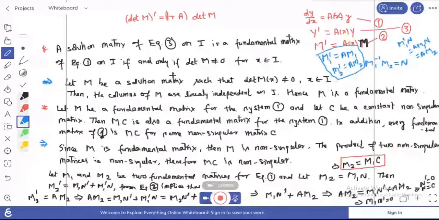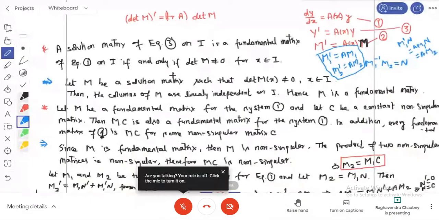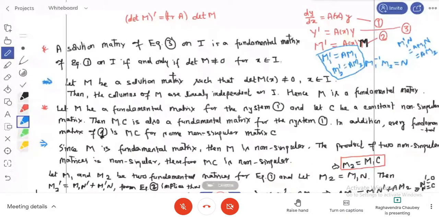Here both matrices are the same. That's why you get M1 N prime equals 0. And here M1 is a non-singular matrix, and the product of N prime and M1 equals 0, and one is non-singular, therefore the other one is singular.